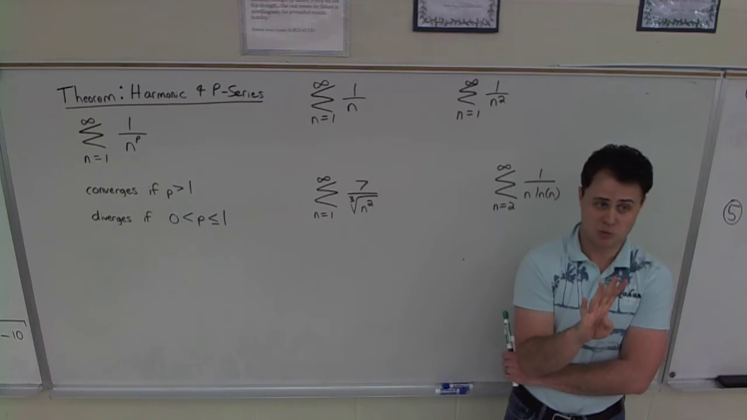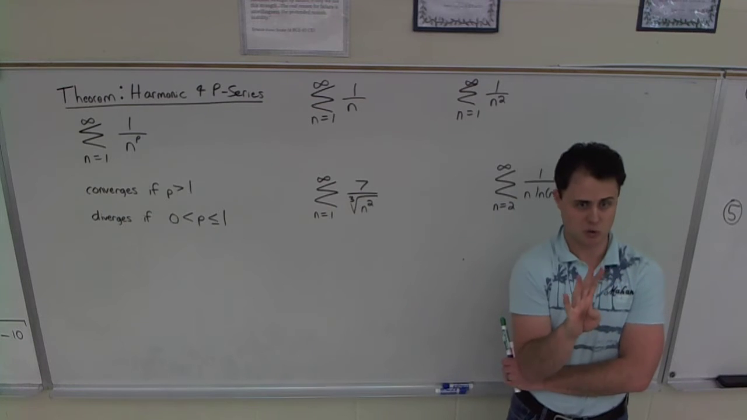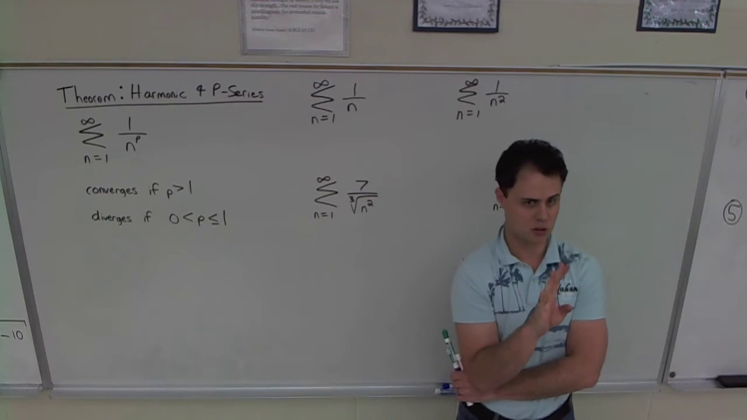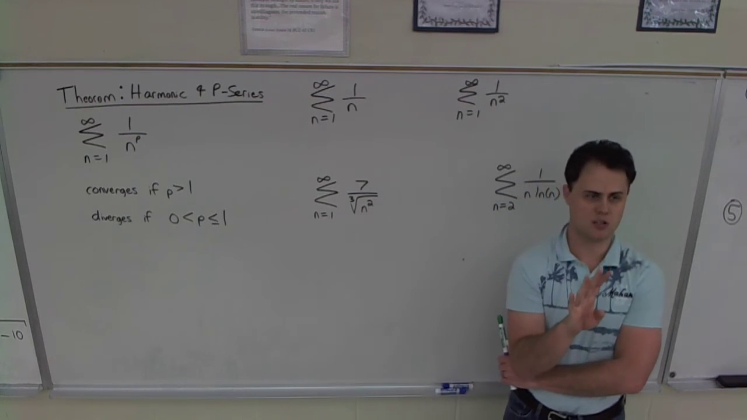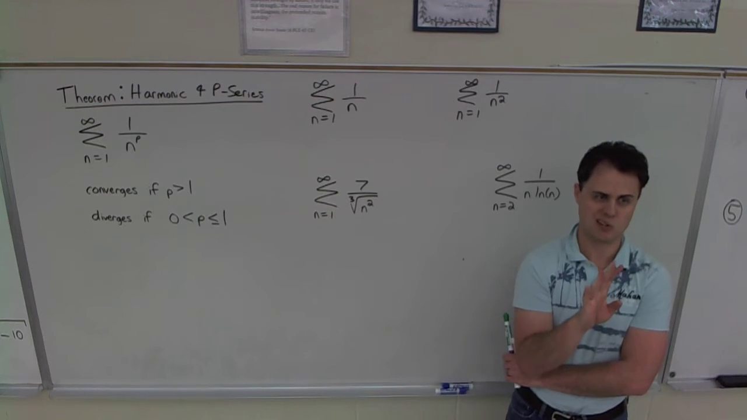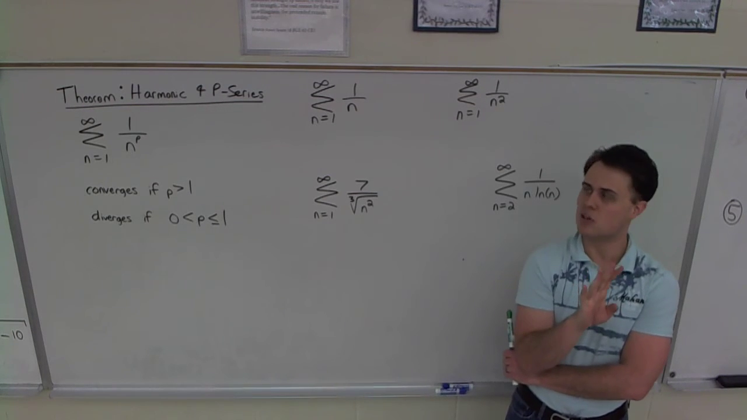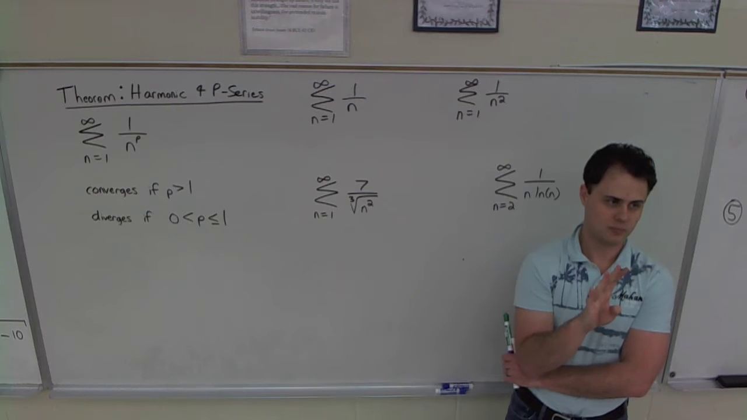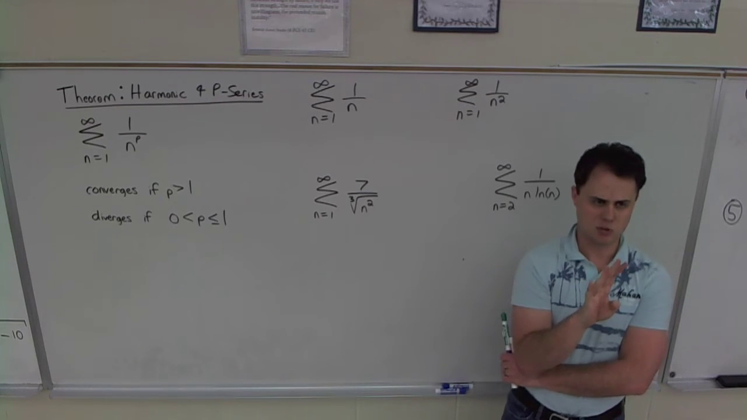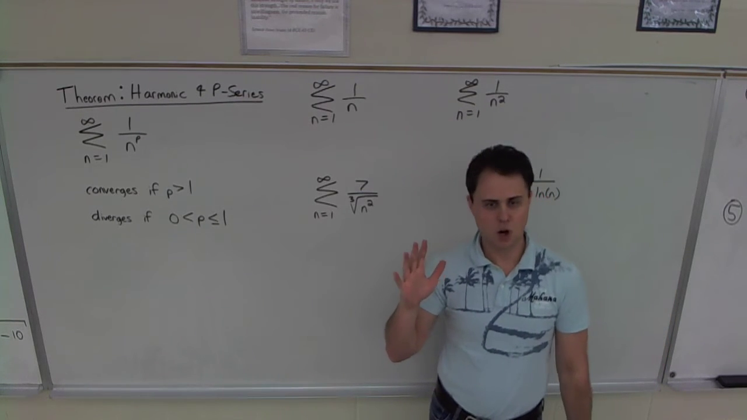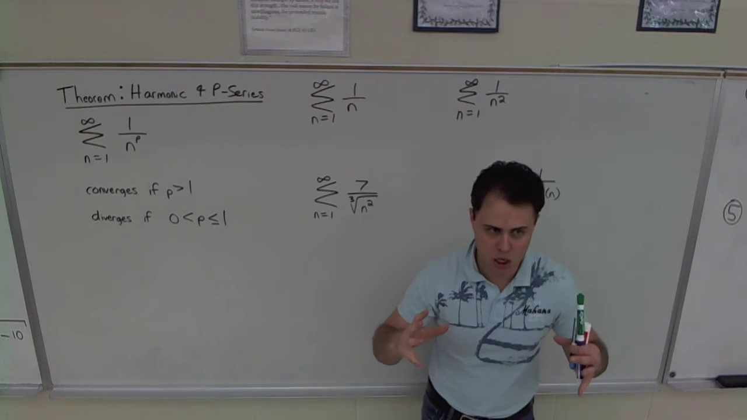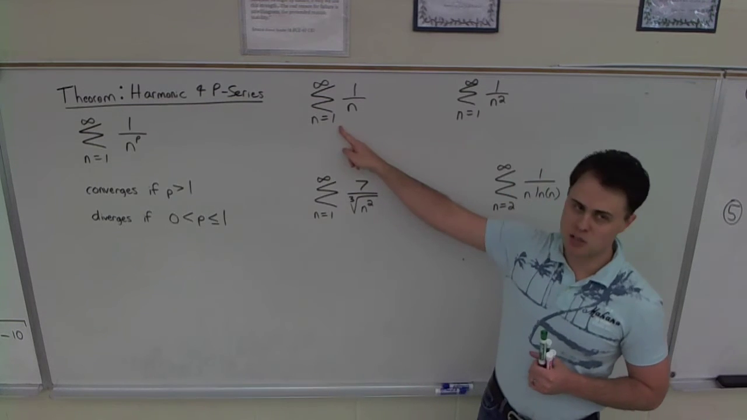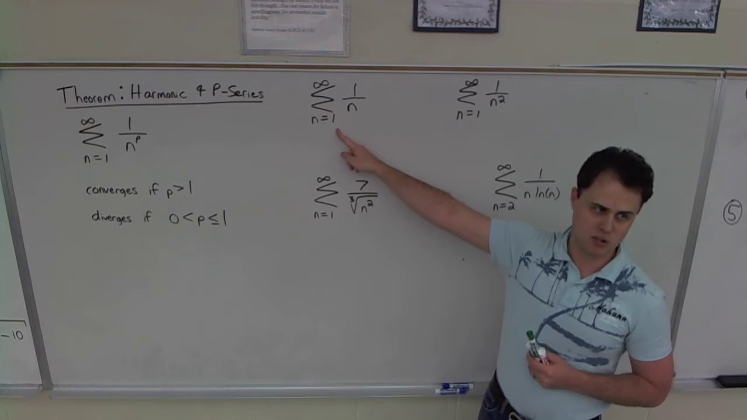And sometimes multiple tests will work. It's just a question of finding the fastest one, the easiest one to use. So today we're going to learn another test, which is super simple. It's probably the easiest one that exists, and that one's name is what? Harmonic and p-series. Really, let's just remember it as p-series. The harmonic series is the harmonic series.